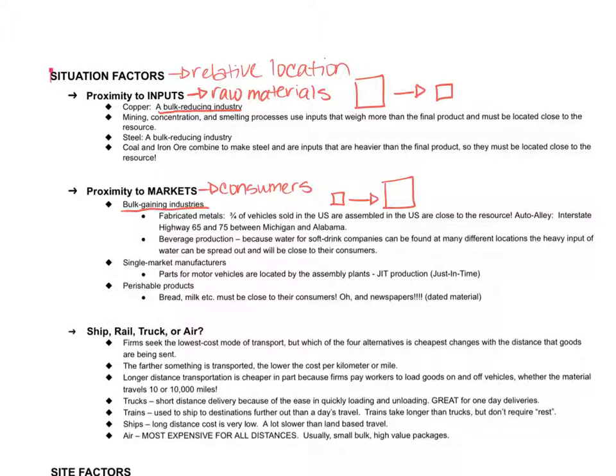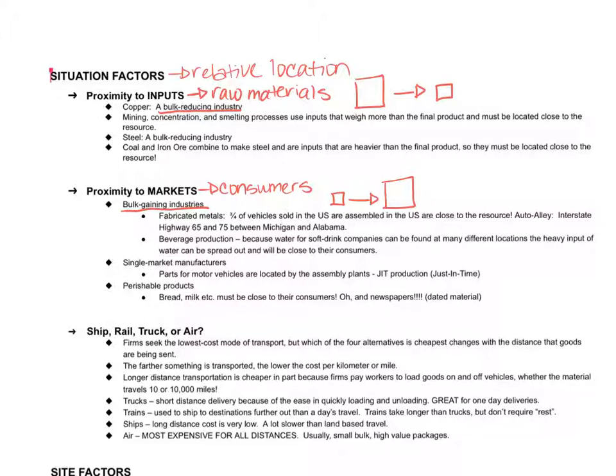So these are going to be things like cars. Any sort of automotive vehicle is going to be bulk gaining. It goes in as a bunch of teeny tiny little parts, well, some teeny tiny, and then it comes out as a big car. Do cars weigh a lot? Yes, so they're going to cost a lot to ship. So they are going to be closer to the market when they finish.